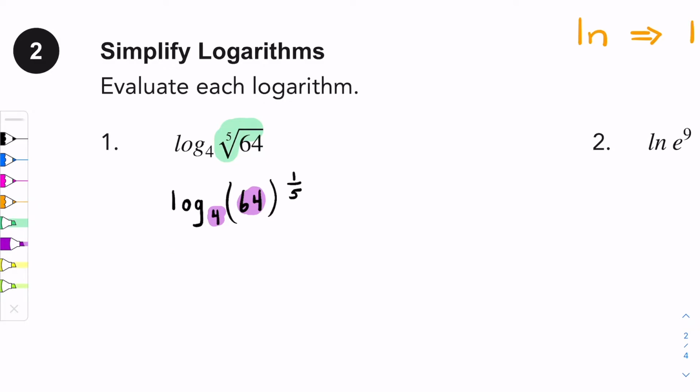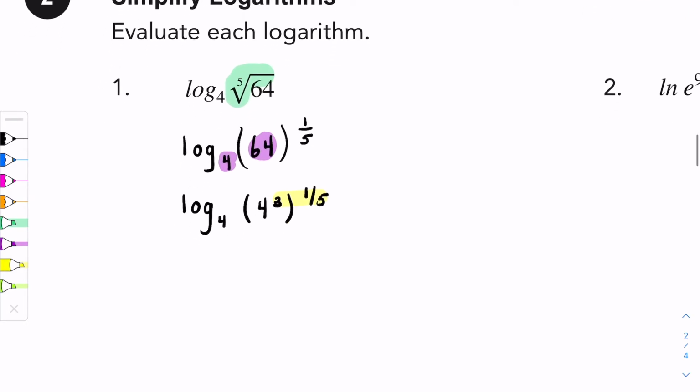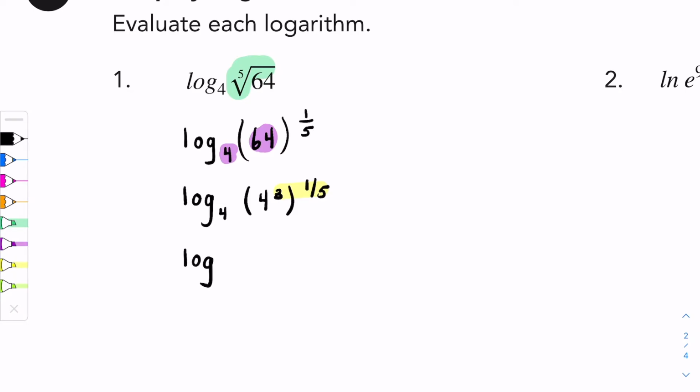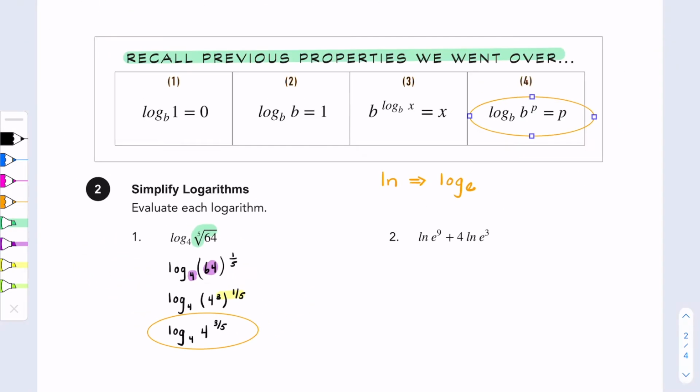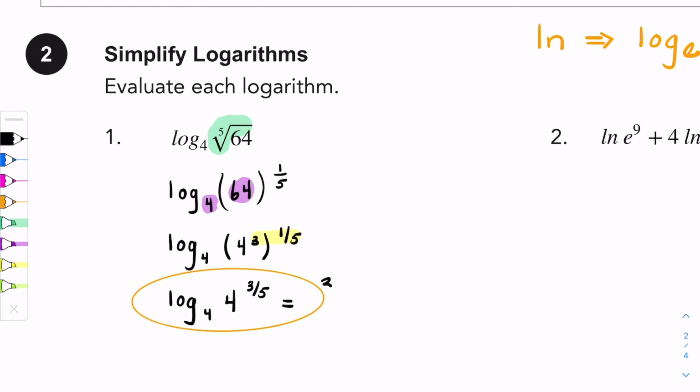I'm going to write this as log base 4 of 4 to the power of 3, raised to the power of 1/5. When you have double exponents, you can multiply those exponents together. Log base 4 of 4 raised to the power of 3 over 5. And now, we're allowed to use property number 4 that we went over, which tells us if we have a log with a base and an argument that are the same, your solution will be your exponent. So in this example, our solution is 3 over 5.